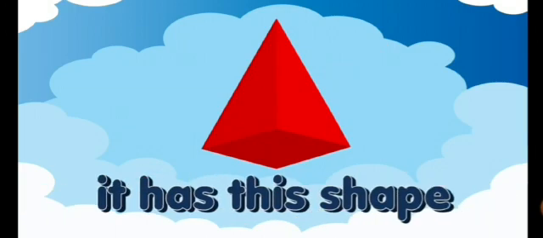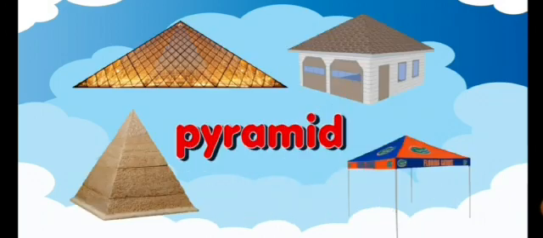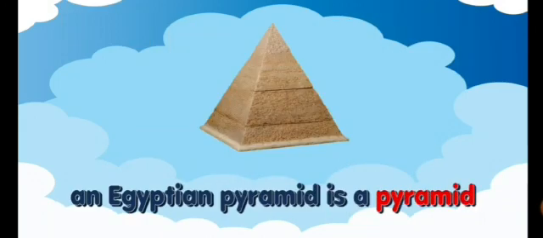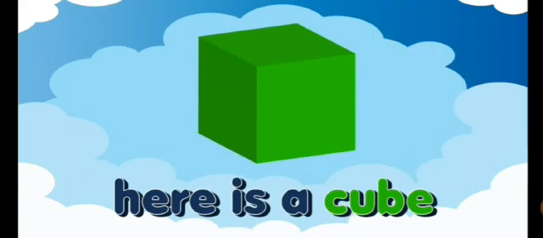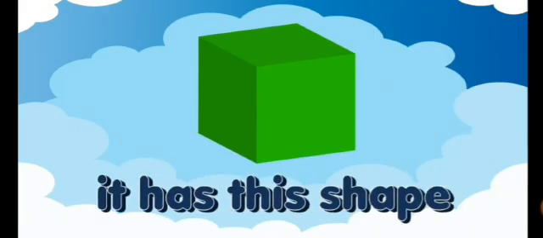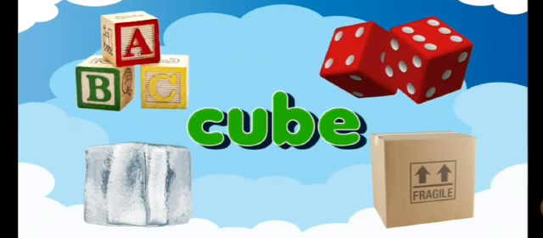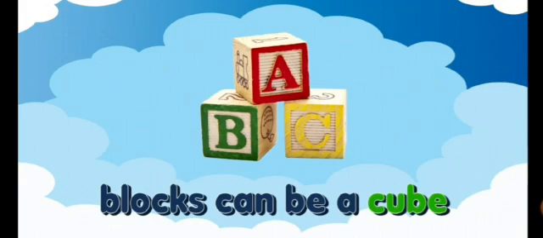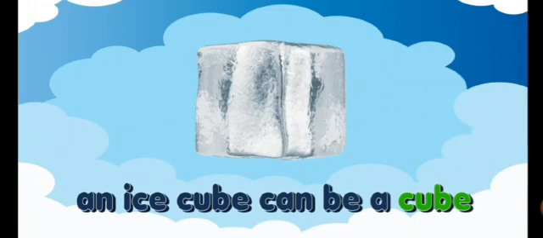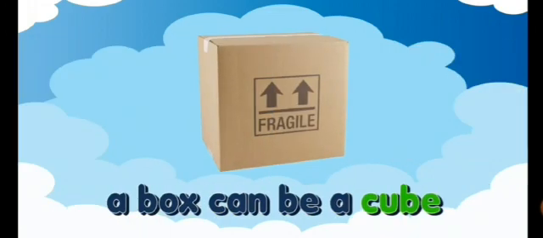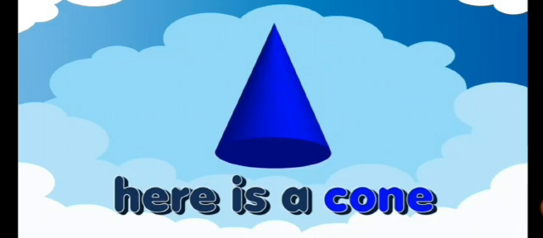Now we will learn about pyramid. It has this shape. Tents, an Egyptian pyramid is a pyramid. Then roofs are a pyramid. Now we will learn about cubes. It has this shape, box shape. And examples can be blocks, dice, an ice cube, and a box can be of cube shape.